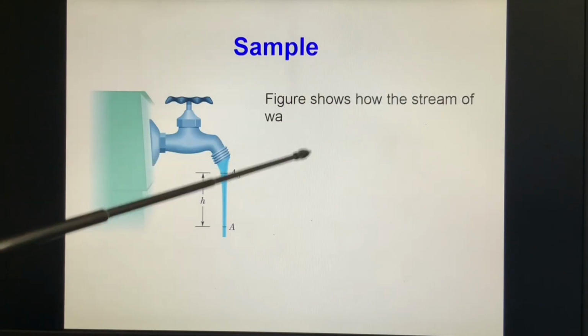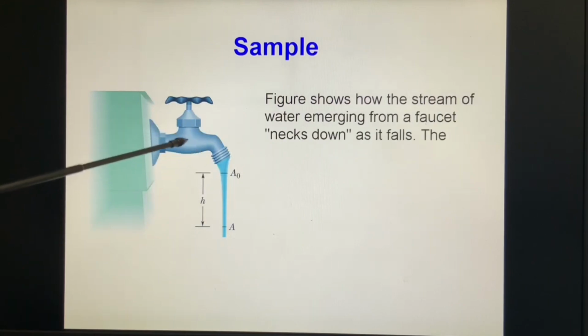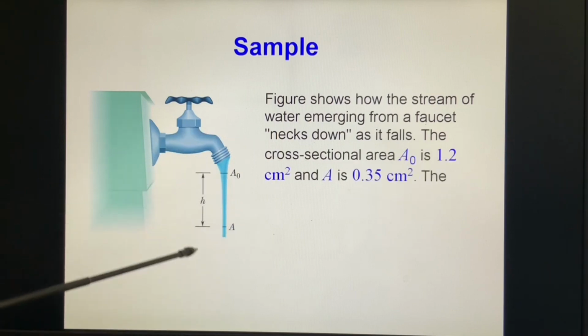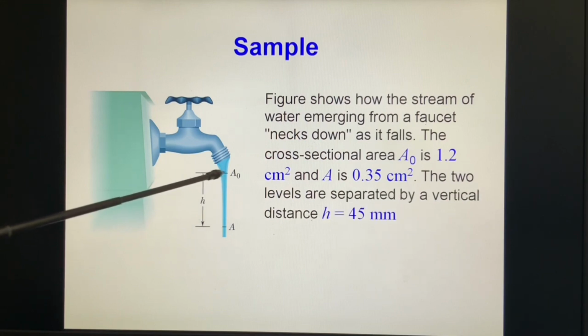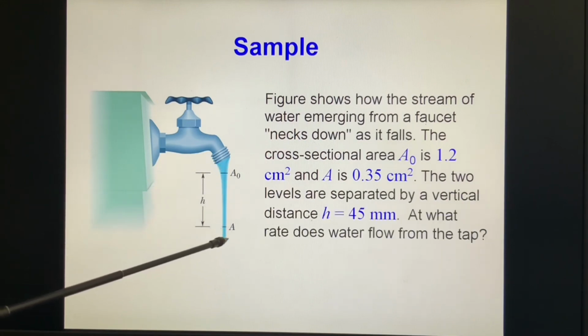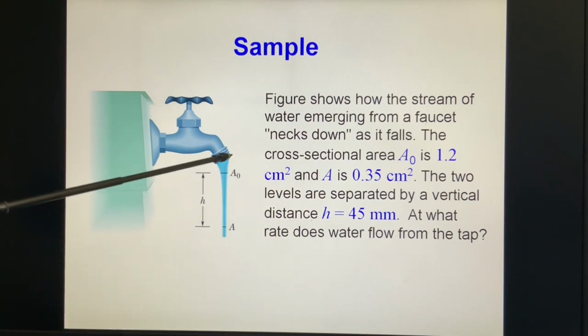The figure shows how the stream of water emerging from the faucet narrows down as it falls. The cross-section area A0 is 1.0 centimeter squared, and A is 0.35 centimeter squared. The two levels are separated by a vertical distance h, 45 millimeters. At what rate does the water flow from the tap? You want to find Av actually.